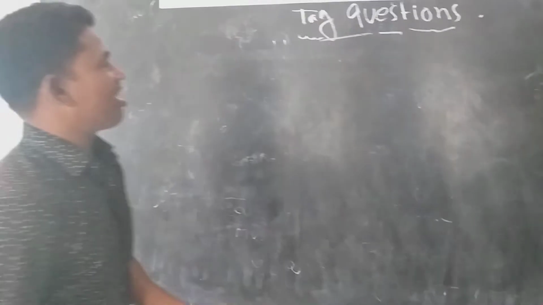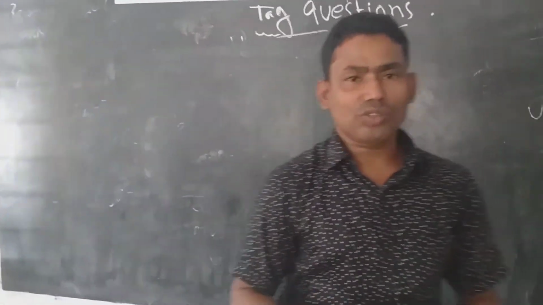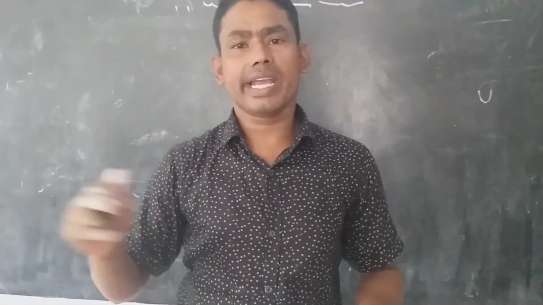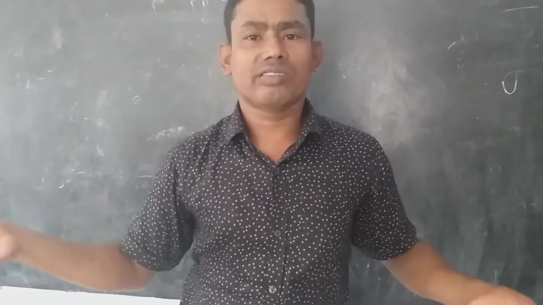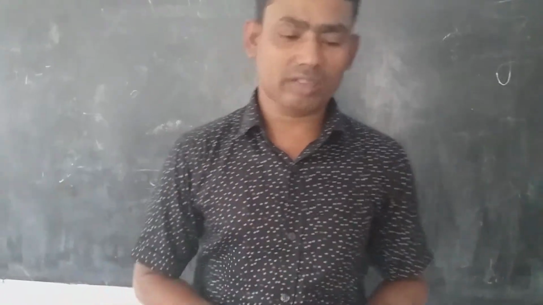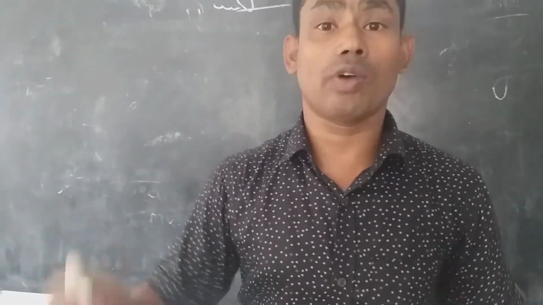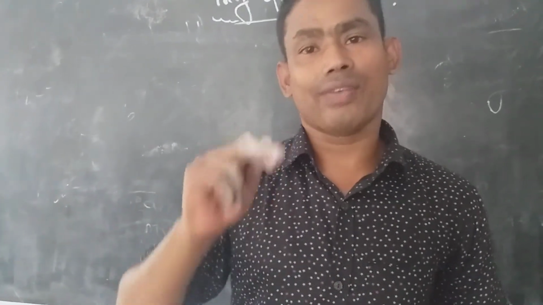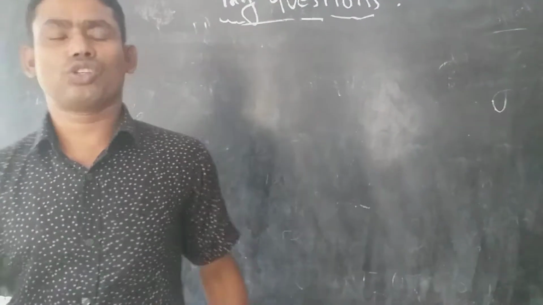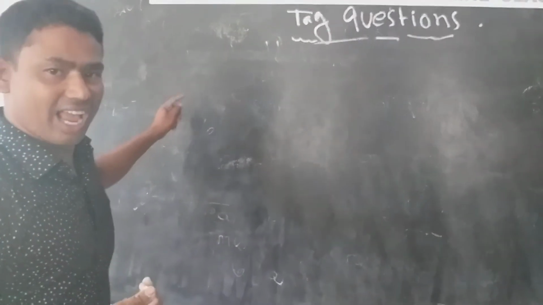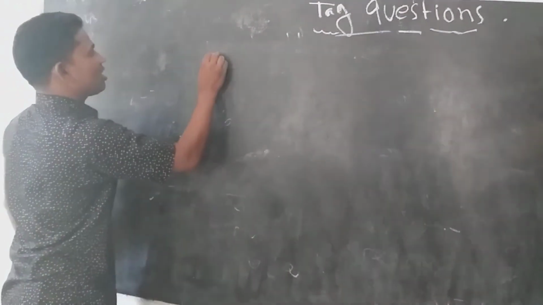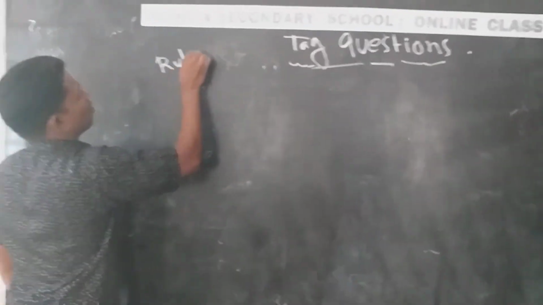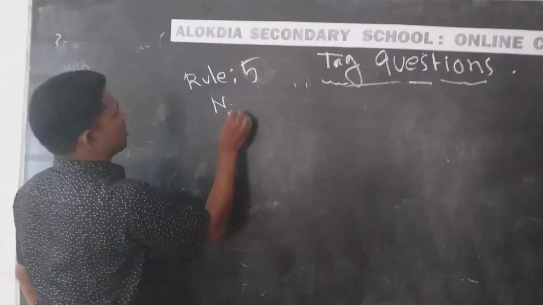Now, dear students, I am going to another important rule for tag questions. There are some negative words. If the sentence consists of any negative words, we need not put the short form of not. That is, then the tag would be affirmative. Let's go to the blackboard and I am writing it. Negative words. Rule 5.